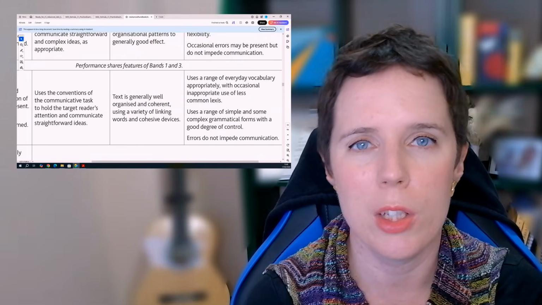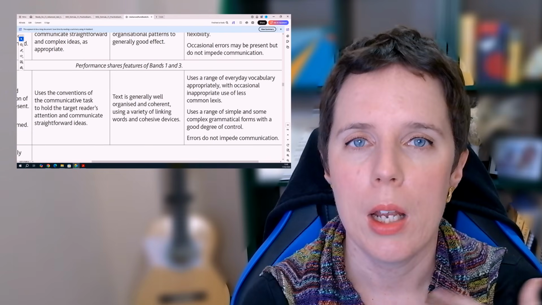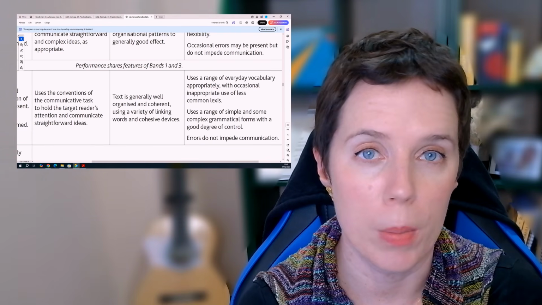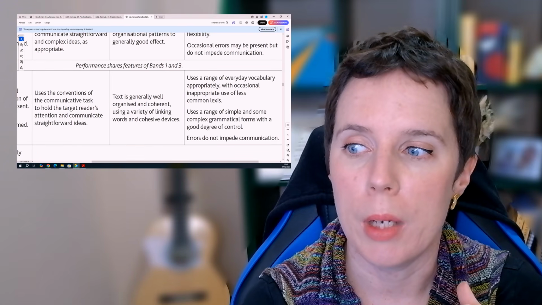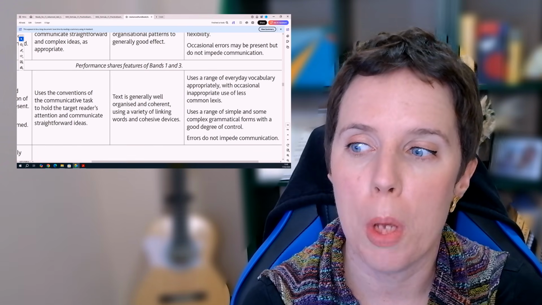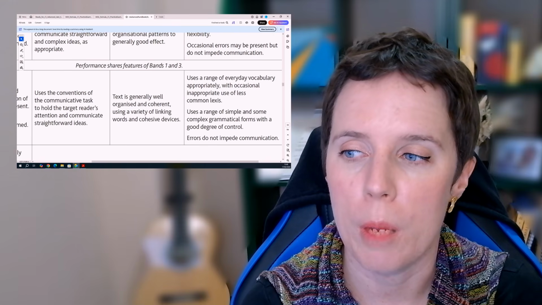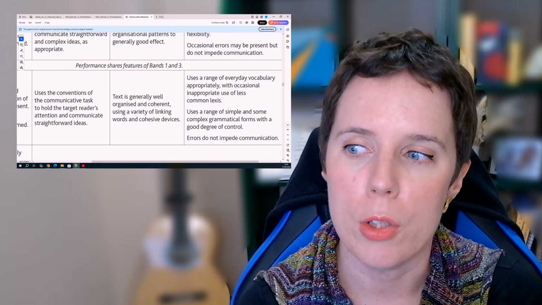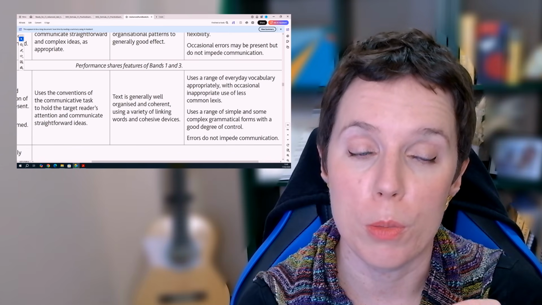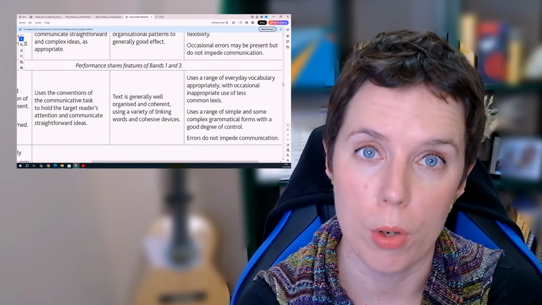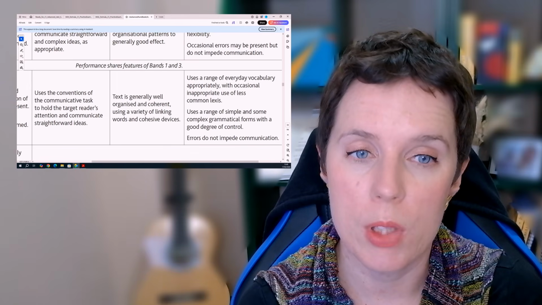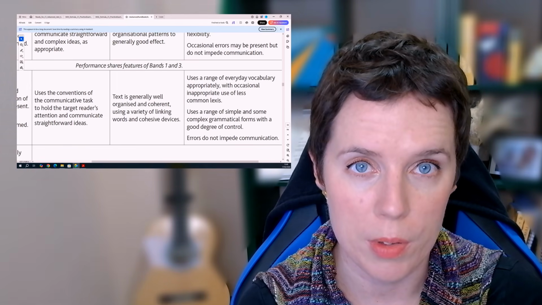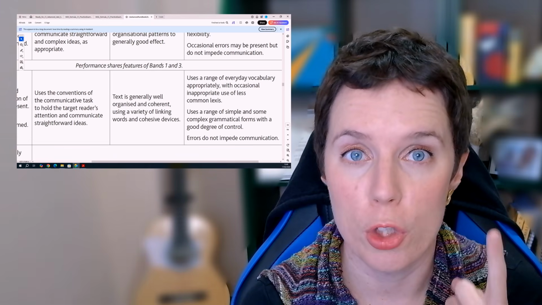Okay, so you're basically using normal vocabulary. If you try to use complex vocab, you probably get it wrong, and you've used some simple grammar forms. You're pretty simple with grammar, and if you use complex grammar forms, you can control it well, so you're not making mistakes. Any mistakes that you do make don't cause confusion for the examiner. That's just a Band 1.